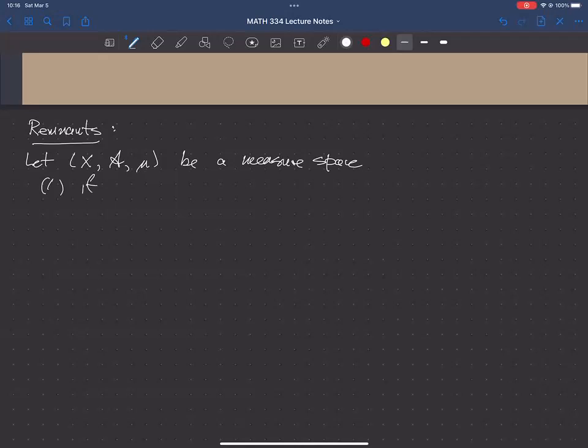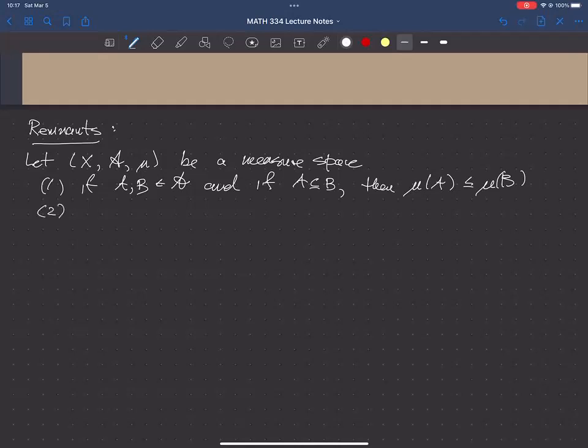So if A and B are sets in the sigma algebra, and if A is in B, then mu A is less than or equal to mu B. Okay, so this is a property you'd like to have, and it's true.